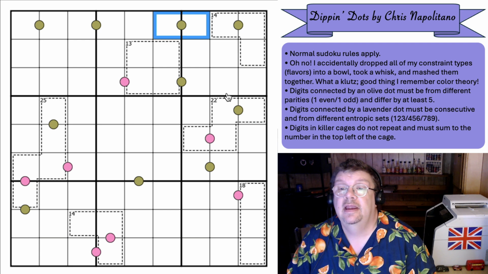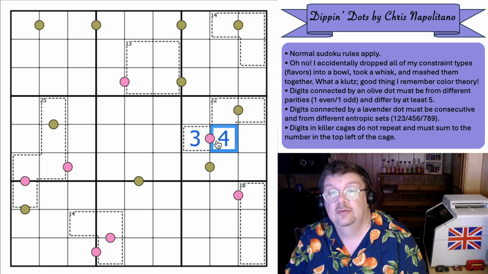Digits connected by a lavender dot must be consecutive, so like 2, 3, or 3, 4, and from different entropic sets, which are 1, 2, 3, 4, 5, and 6, 7, 8, and 9. So if this were a 3, this would have to be a 4.